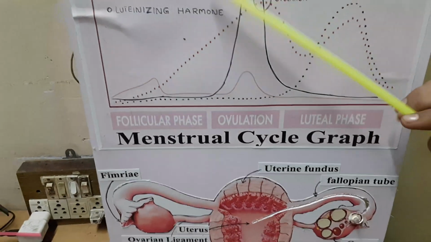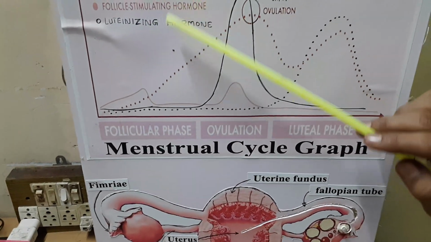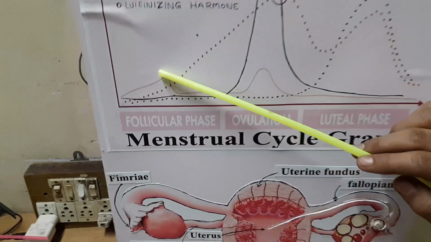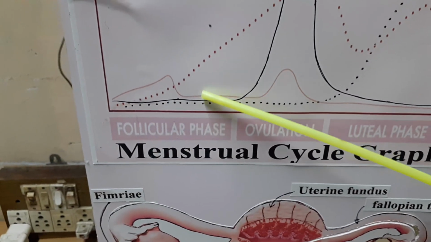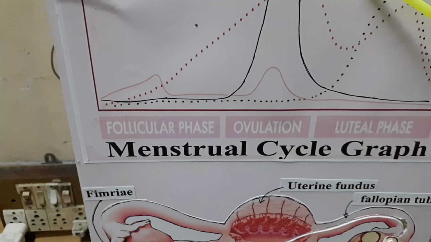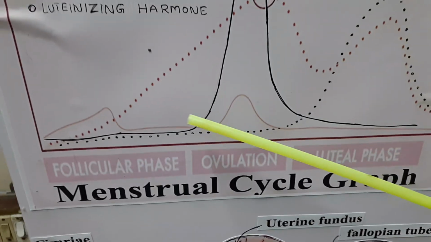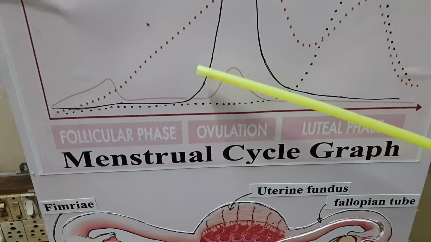Around this time, the pituitary gland releases follicle stimulating hormone, which causes the development of 5 to 20 follicles, out of which only one matures and becomes the egg to be released on day 14. The other follicles will disintegrate with time.